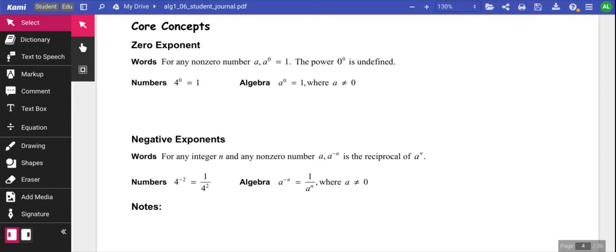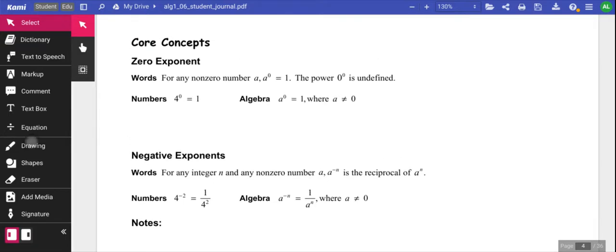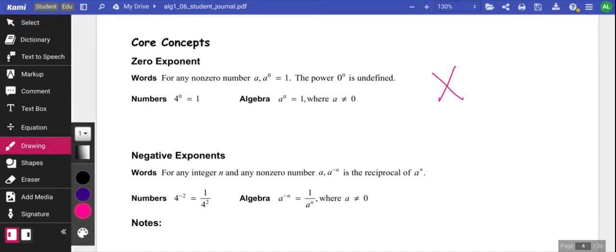So the first one is the least intuitive one, the zero exponent. So anytime we have a number, anytime we have a variable, anything to the 0 power is 1. I always ask, what do you guys think this is? And everyone says 0. And it makes sense, except it's not true. Anything to the 0 power is 1.